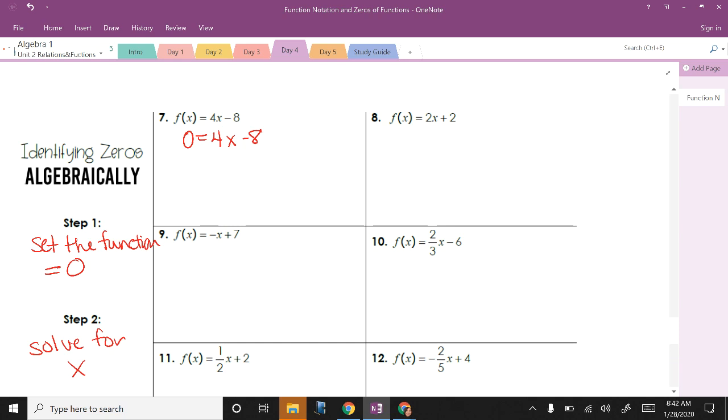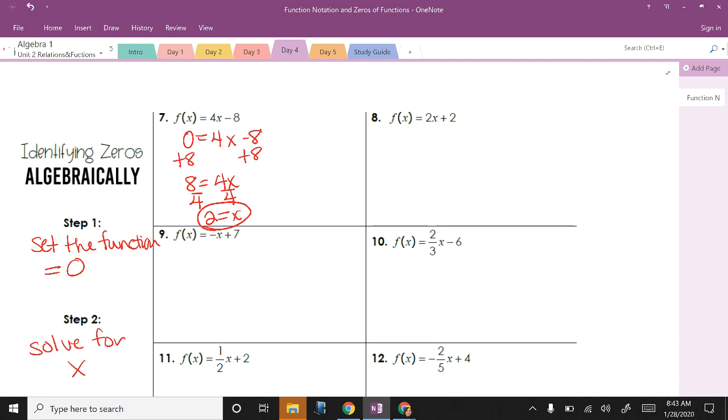Does that make sense? Where the function name is, you just plug in a 0 for the whole thing, and you solve for x. So how do we solve number 7 for x? Add 8, boom, boom, and 0 plus 8 is 8 equals 4x. How do I solve for x? Divide by 4, and x equals what? 2. So if I were to graph that, it should cross the x-axis at 2. You just replace the f of x with 0. Yep, that's it.